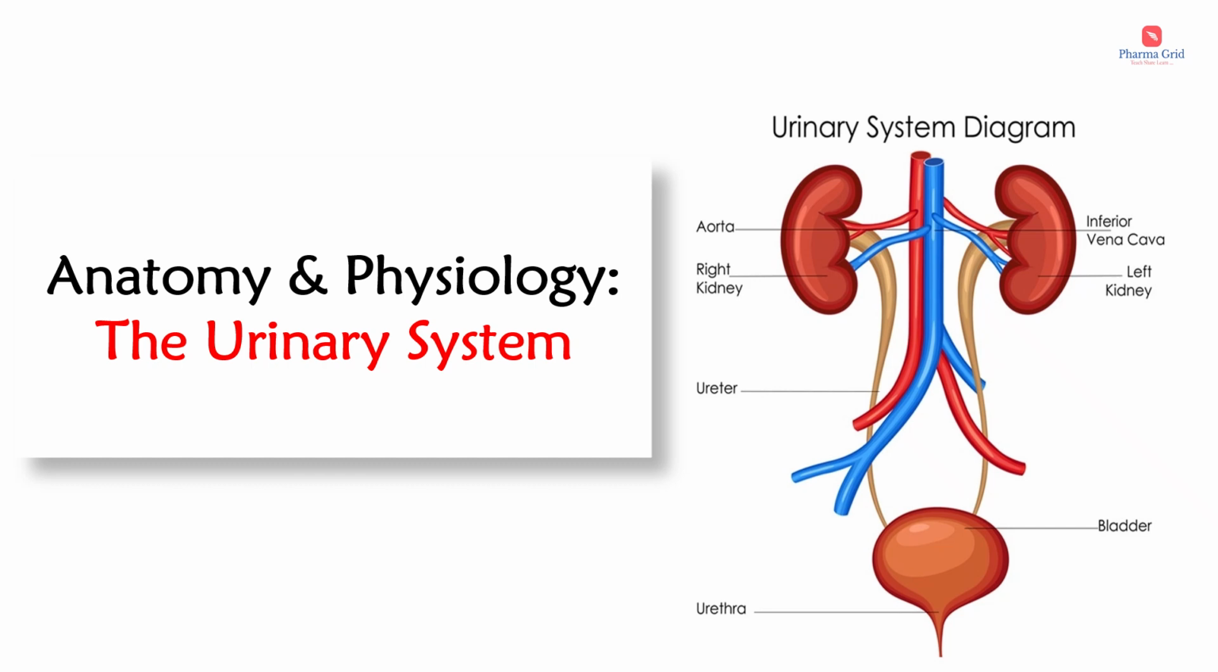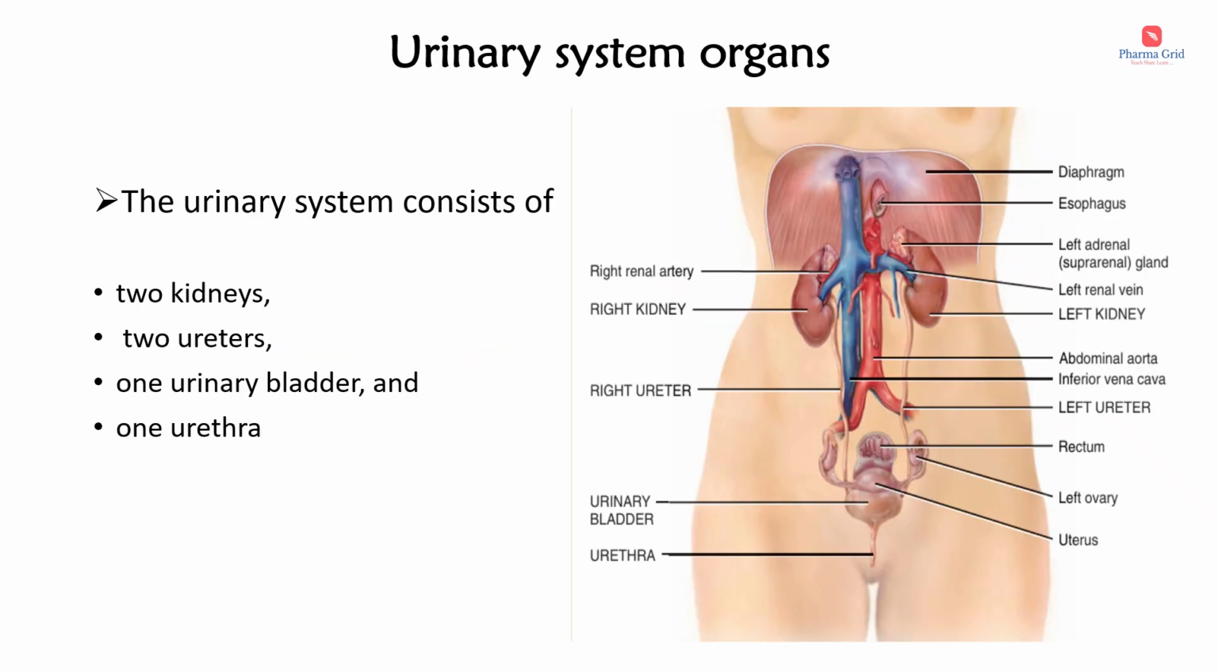So today we are going to start with human anatomy and physiology. First we will see the urinary system. Here I am going to mainly cover the basic portions regarding the urinary system. Okay, so let's start. Urinary system organs.